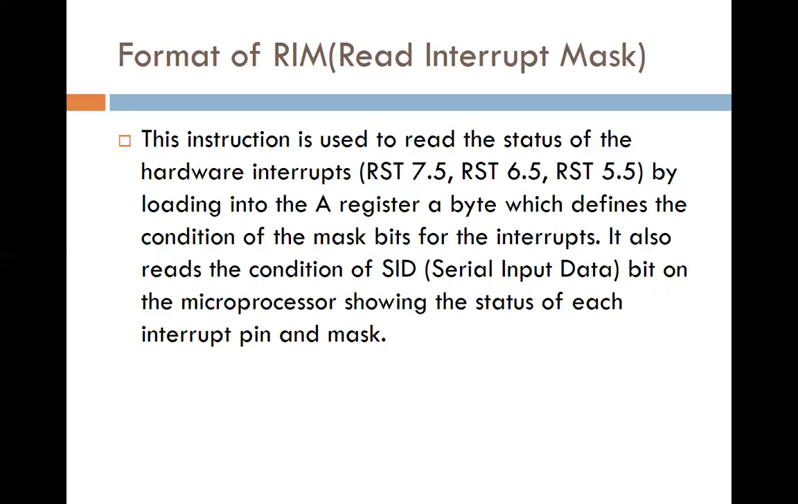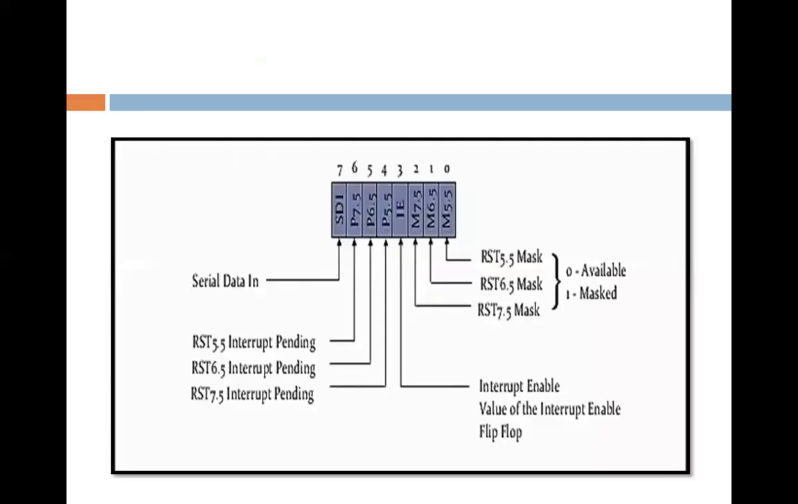This instruction is used to read the status of hardware interrupts like RST 7.5, 6.5, 5.5 by loading into register A a byte which defines the condition of the mask bits for the interrupts. It also reads the condition of the SID serial input data bit on the microprocessor, showing the status of each interrupt pin and mask. As shown in the figure, this is the format for the RIM.